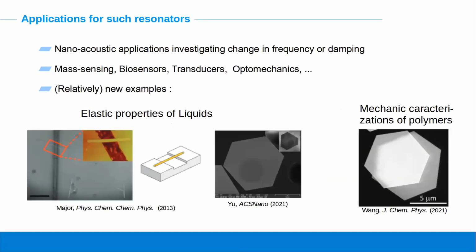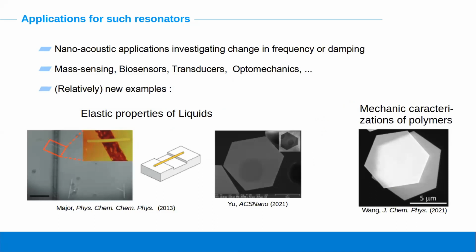We can consider the nanoparticle as a nanoresonator and then investigate the change in frequency or damping for different environments. This is what has been done, for example, in the team of Gregory Hartland in the USA, when they investigated the vibrational response of nanowires or nanoplates in different liquids, and looking at the difference in frequency and damping, they can determine the elastic property of liquids at the nanoscale.